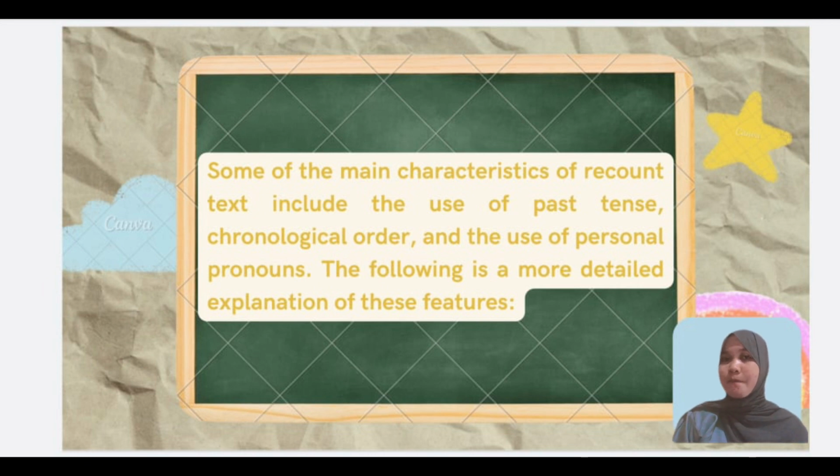Example of using personal pronouns in recount text. I went to the beach with my family. We built a sandcastle and swam in the clear blue water. Later, we had a picnic and enjoyed the beautiful sunset. By recognizing these main features, readers can identify recount text and understand the structure and style of language used in the text.